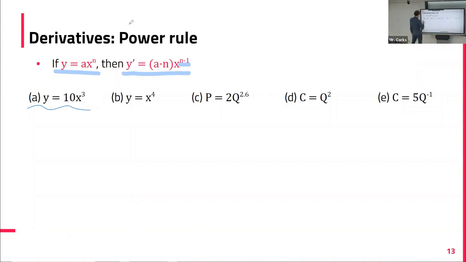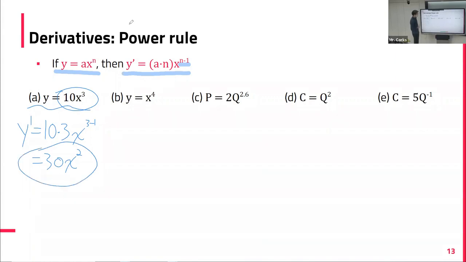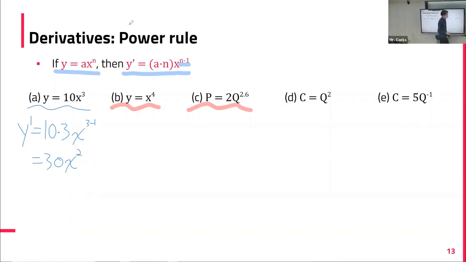Okay, all right, so I'm just going to write this with a little extra detail this first time. We write our derivative with this little prime symbol here. y prime is equal to 10 times 3x to the 3 minus 1 for our exponent, so 30x squared. So for this function here, the slope at any point on that curve is given by this function. Okay, so you guys can do the next two. Go ahead.